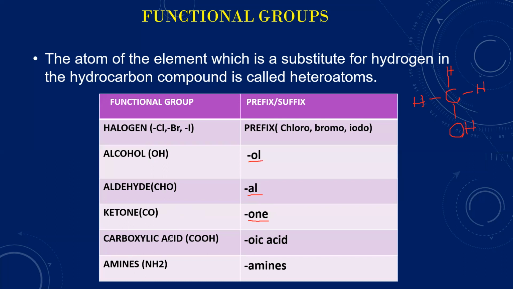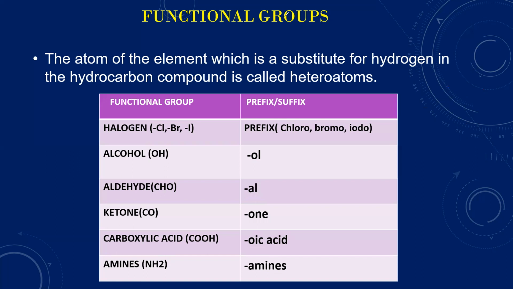Next is carboxylic acid, COOH. If carboxylic acid is present as a functional group, then we have to add the suffix OIC acid. If amine, NH2, is present as a functional group, then the E of the parent alkane will be replaced by amine. This is also coming as a suffix. So this is also very important. You have to learn the functional groups, their formulas and prefix or suffix.